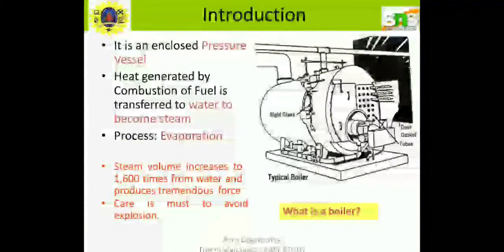A boiler is an enclosed pressure vessel. Heat generated by combustion of fuel is transferred to water to become steam. It is called evaporation. Steam volume increases to 1600 times that of water and produces tremendous force. Care is a must to avoid explosion.